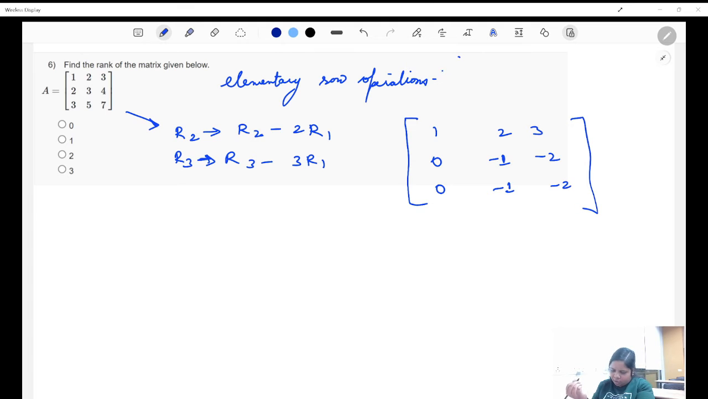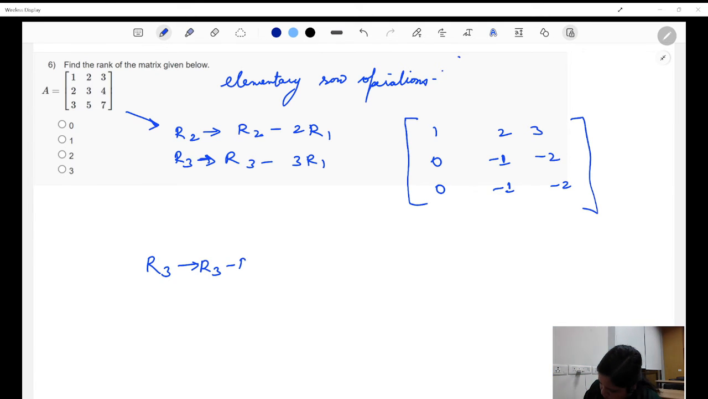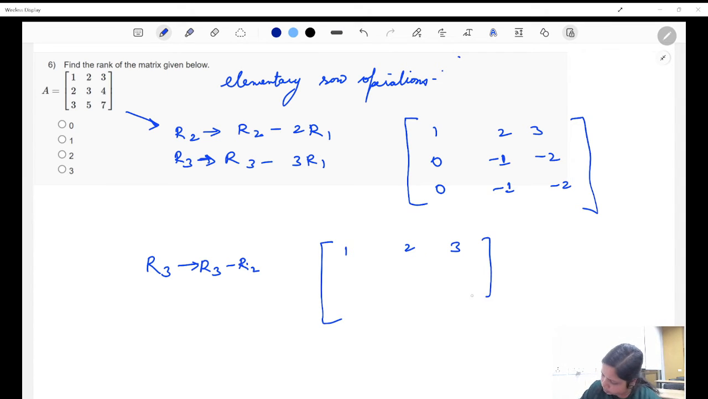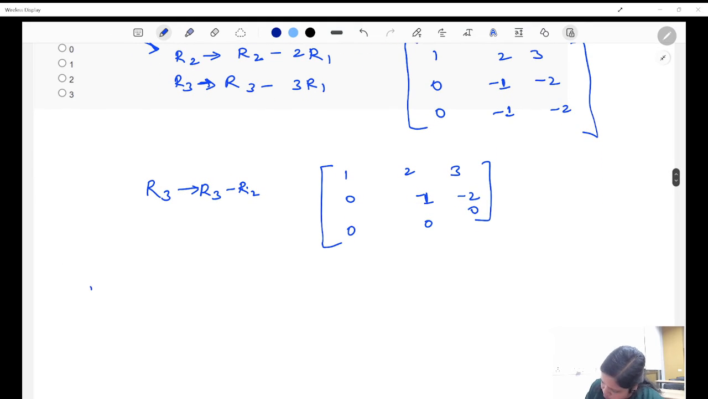Now, since we have got this, we see that R2 and R3 are the same. We will just use one more transformation: R3 is R3 minus R2 to bring it to echelon form. And it would be 1, 2, 3, 0, minus 1, minus 2, and this would be 0, 0, 0. Okay, so what is the number of non-zero rows?